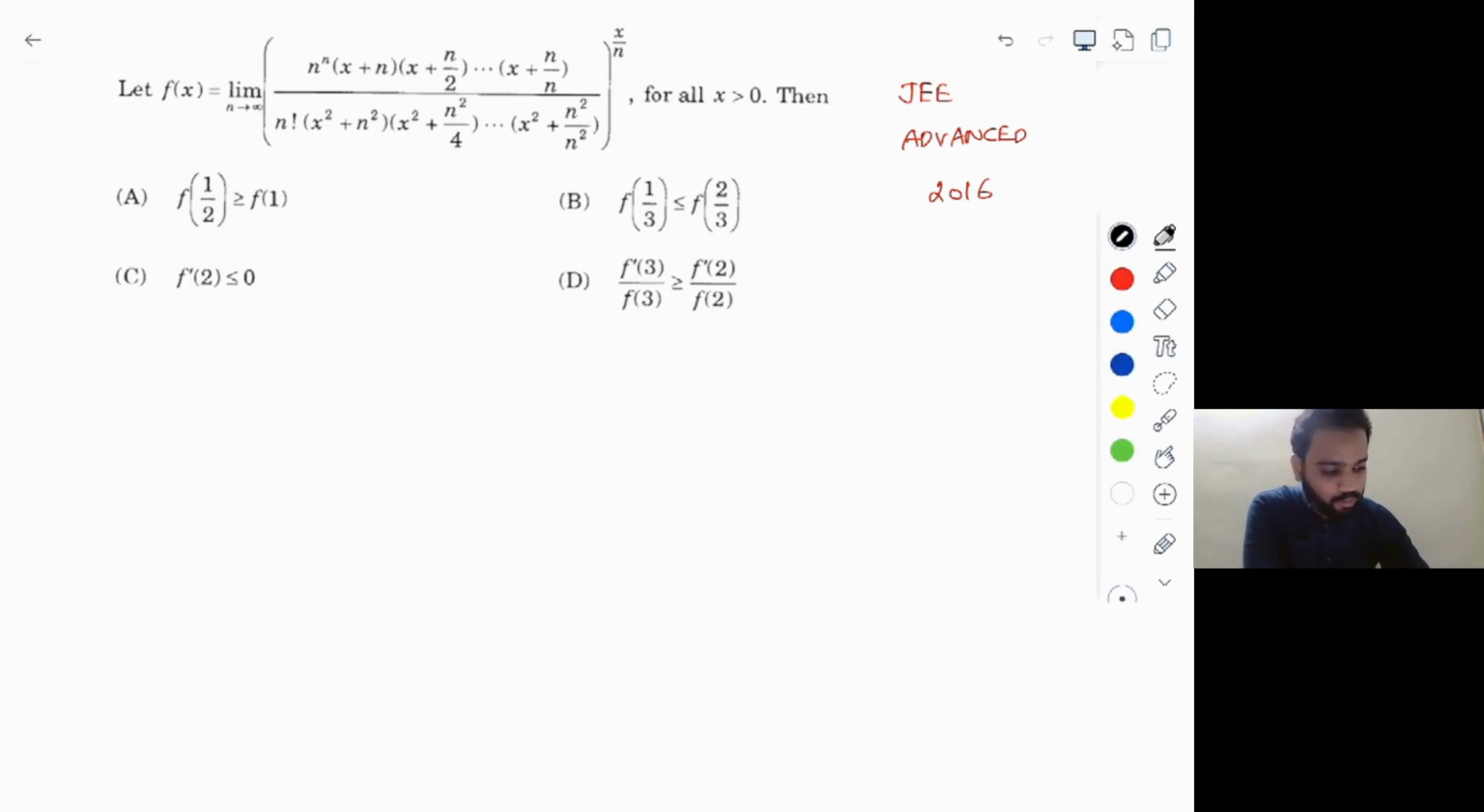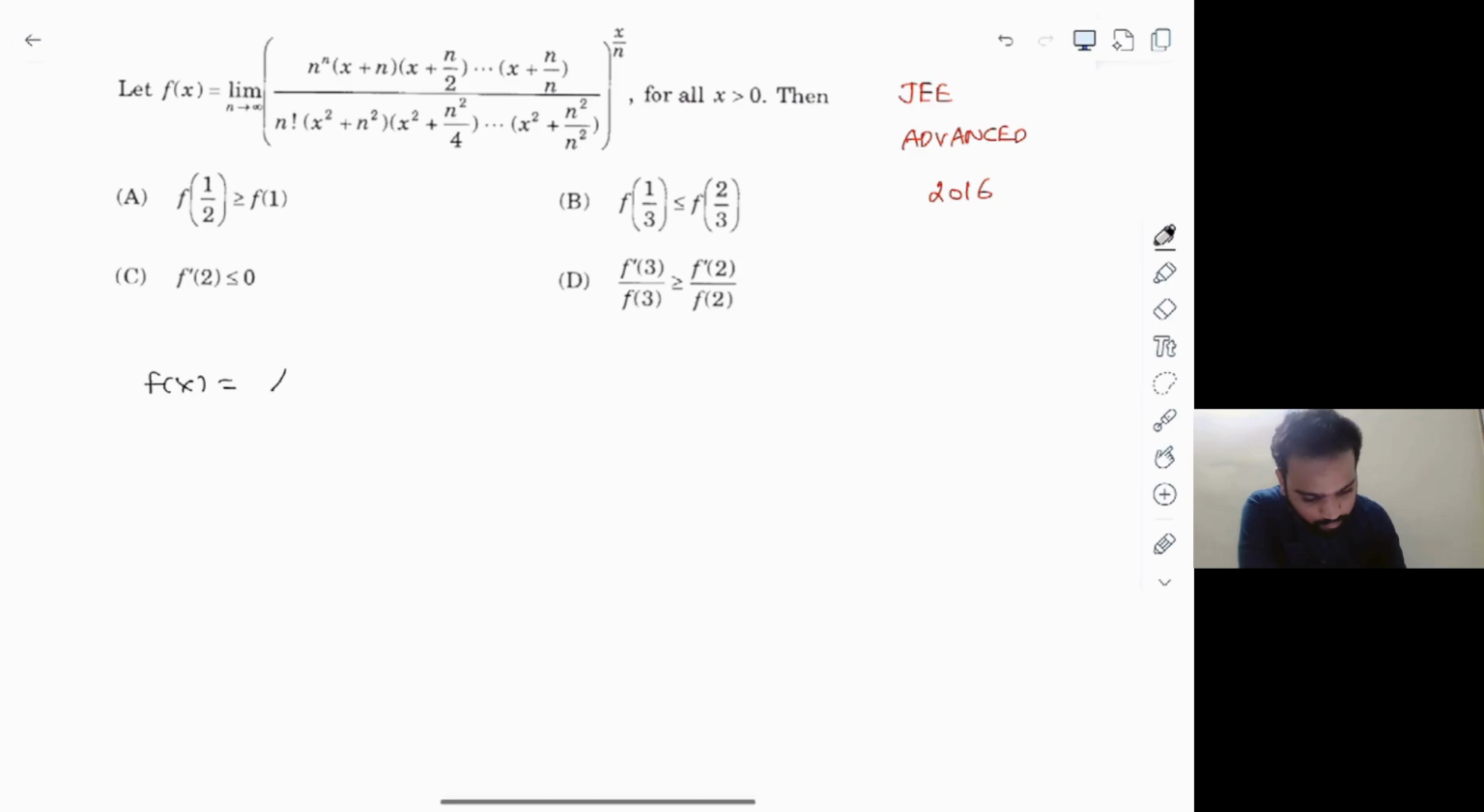First of all, I'm going to rewrite the function. Observe carefully. F of x is equal to limit n tends to infinity. Now, instead of writing all the terms, I'm just going to write that entire numerator as a pi notation, product of terms. So it is n to the power of n multiplied by pi r equals 1 to n of x plus n divided by r. In the similar way, what about the denominator here? It is n factorial multiplied by.